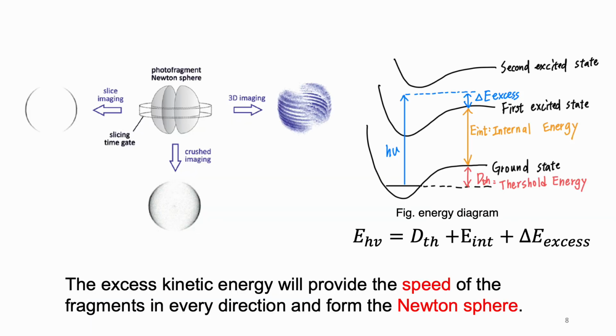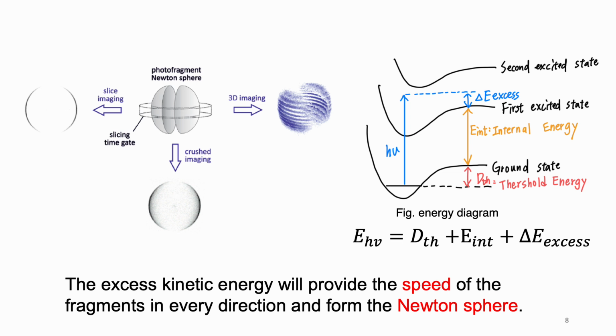When the pump laser hits, the particles absorb this light and dissociate into fragments. The fragments spread in all directions to form a Newton sphere. Ion imaging projects the three-dimensional Newton sphere onto a two-dimensional detector, often called a crushed image. In recent years, slice imaging methods have been developed. They can directly record the three-dimensional distribution, that is, the slice image that we used.